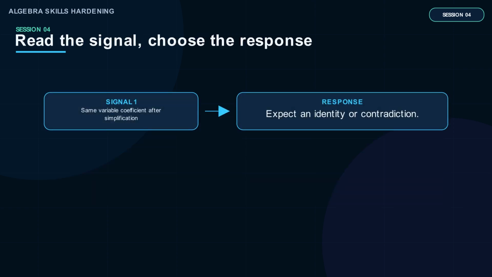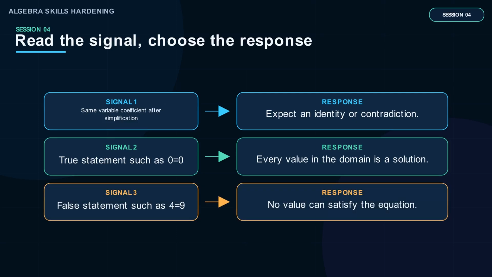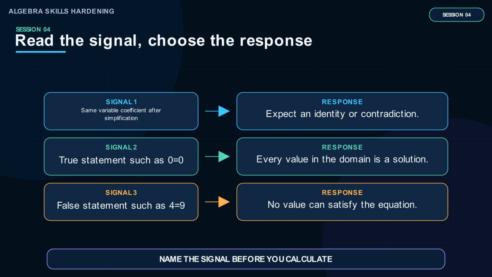Signal 1 is the same variable coefficient after simplification. Respond by remembering to expect an identity or contradiction. Name the response before calculating. Signal 2 is a true statement such as 0 equals 0. In that case, every value in the domain is a solution. The form tells you which tool fits. Signal 3 is a false statement such as 4 equals 9. Remember, no value can satisfy the equation. This separates plausible from valid answers. If you cannot name the signal, slow down. Deliberate classification is faster than repairing rushed algebra.